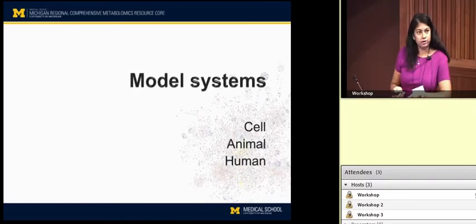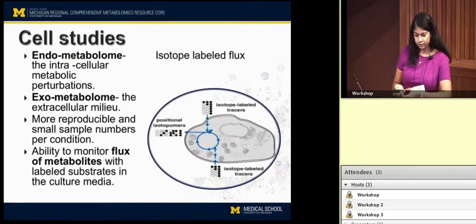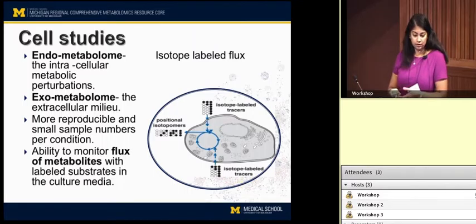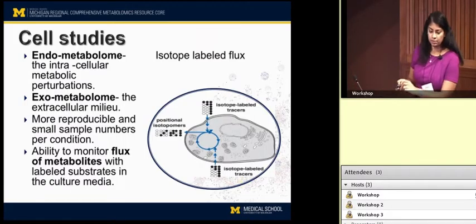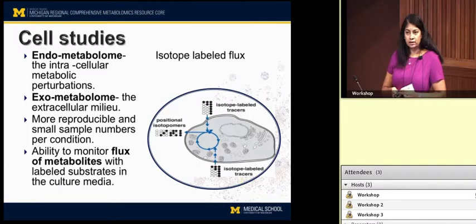Now we'll talk about the different model systems. The simplest and easiest to do probably is a cell study, where you can decide what endometabolome, what intracellular changes are happening, causing metabolomic perturbations. We can also look at the exometabolome, where you can look at the extracellular milieu, in this case the cell culture media, to see what's going on that's changing between your experimental conditions. This is very reproducible. We can use small numbers to get the condition. All the environmental conditions are in your control, which could be a good thing or a bad thing, because small changes that you make in your study design would make huge changes in your answers.